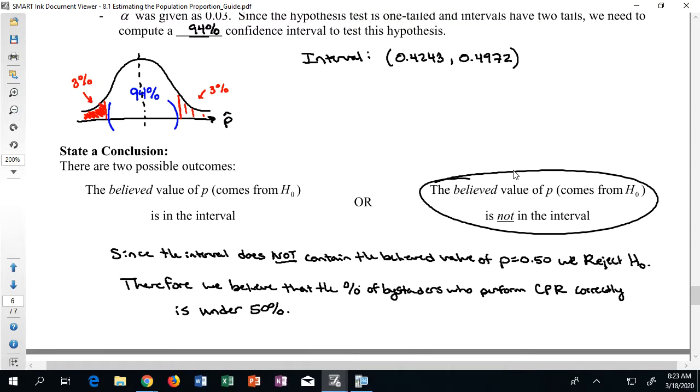Hopefully this doesn't feel too different from the ideas that we did back in 7.1. It's the same kind of conclusion, the same kind of construction, except that now we're just using an interval. And instead of doing computations with p-values and other things, we just build the interval and make our determinations from there. Okay, I'm going to take a look at one more problem in this video to wrap up this section.